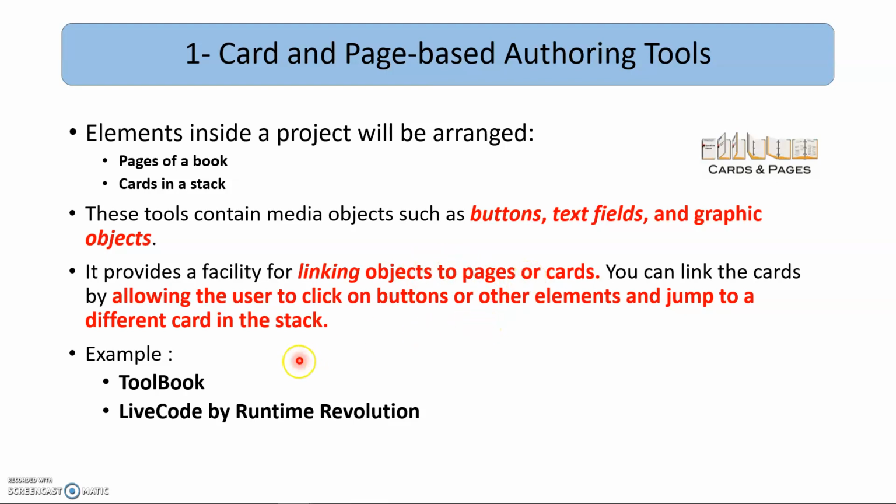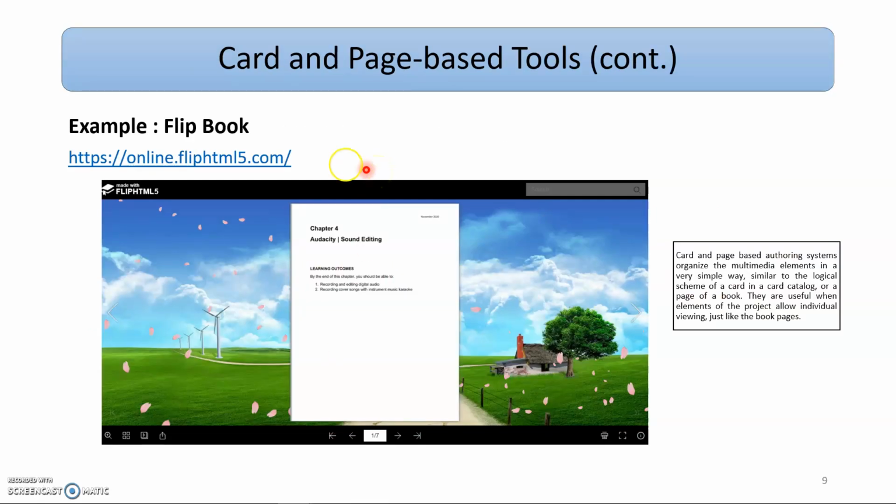So you can use ToolBook and LiveCode, or maybe you can use the flipbook. This one is the one that I gave to you during lab session, whereby you can view that tutorial using Audacity by flipping the book pages, or you can jump to a different page by clicking the next button. So they are useful when elements of the project allow individual viewing, just like the book pages.